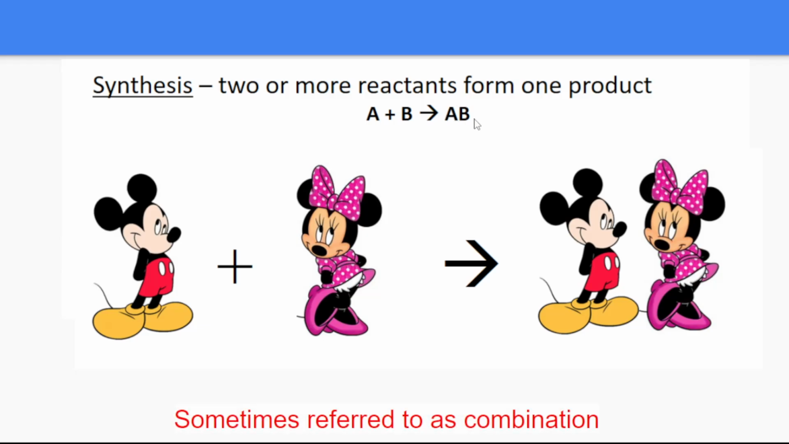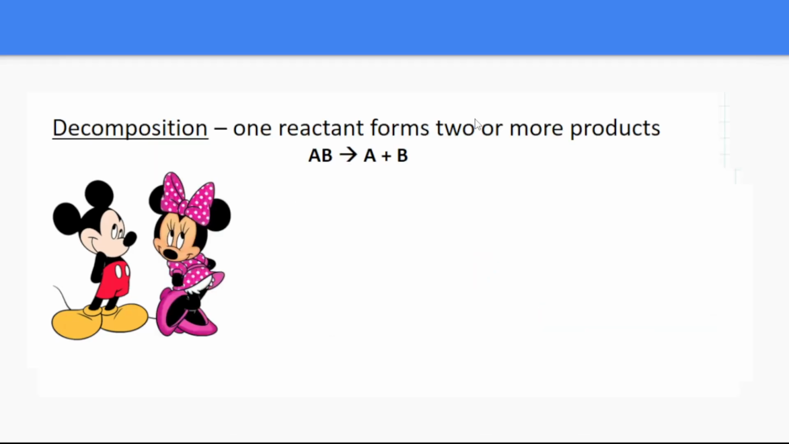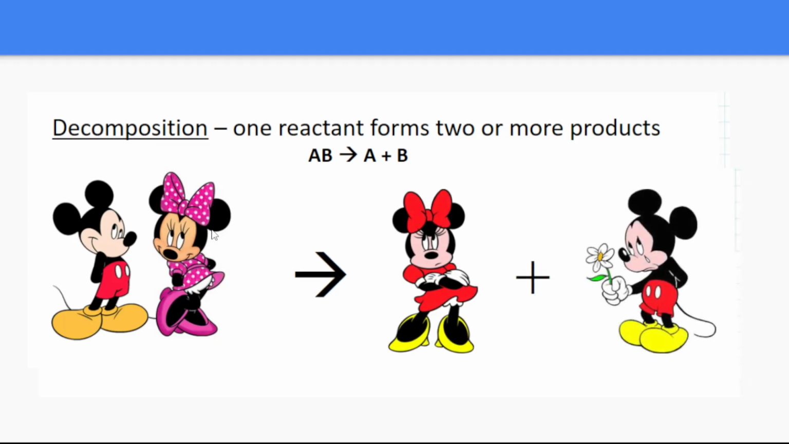Now sometimes this is called a combination reaction. Then you have the decomposition. This is where Mickey and Minnie are a couple and then they break up. So AB, notice they're together, and then you yield A plus B. They're not together again, they're broken up. This is the opposite of the synthesis reaction.